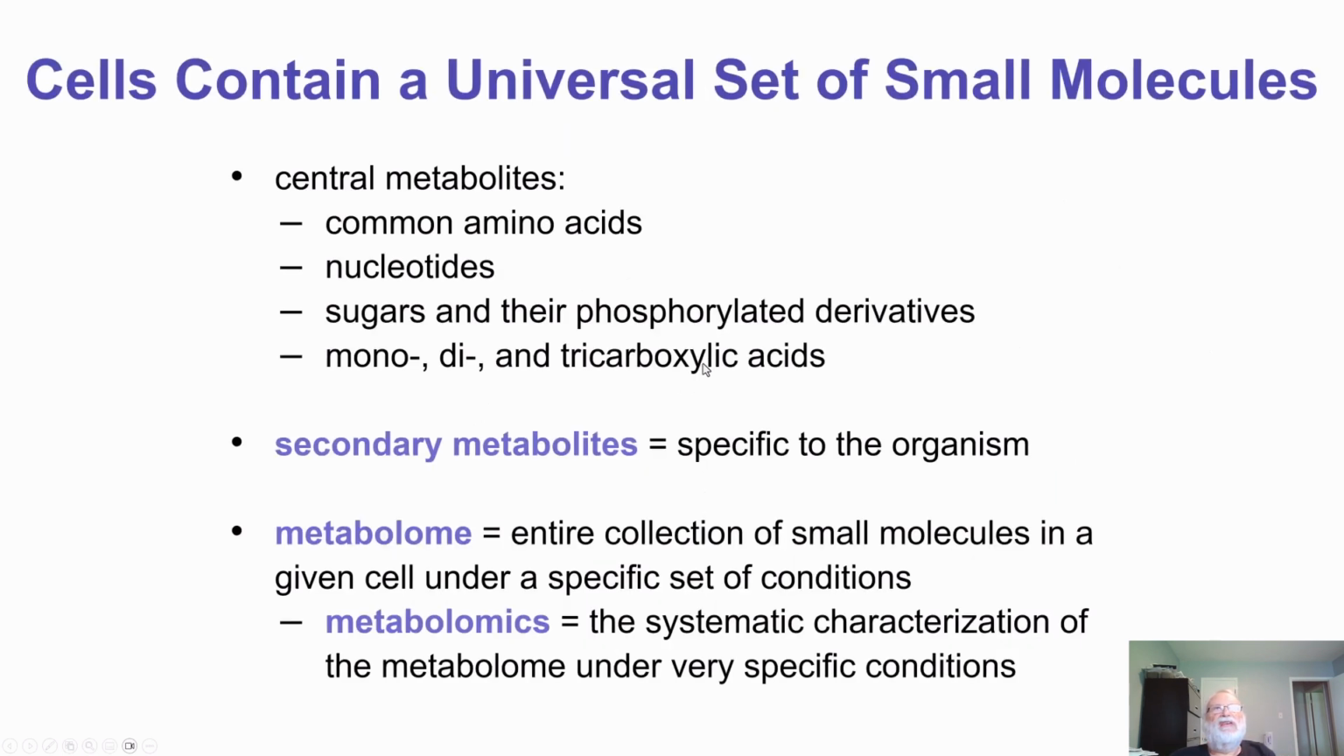So cells contain a universal set of small molecules. Some of the central metabolites are common amino acids. You might know those, the protein amino acids or the essential amino acids, things like that, nucleotides, sugars, and phosphorylated sugars. And then there's a whole bunch of mono-, di-, and tricarboxylic acids that are involved in doing things. Those are all common to almost all organisms, particularly all amino acids and nucleotides. And sugars and phosphorylated derivatives are pretty common as well.